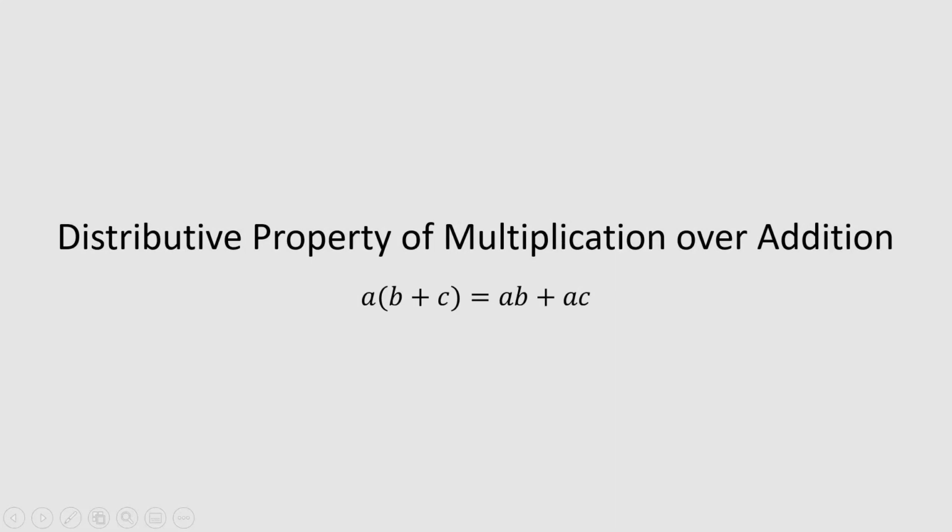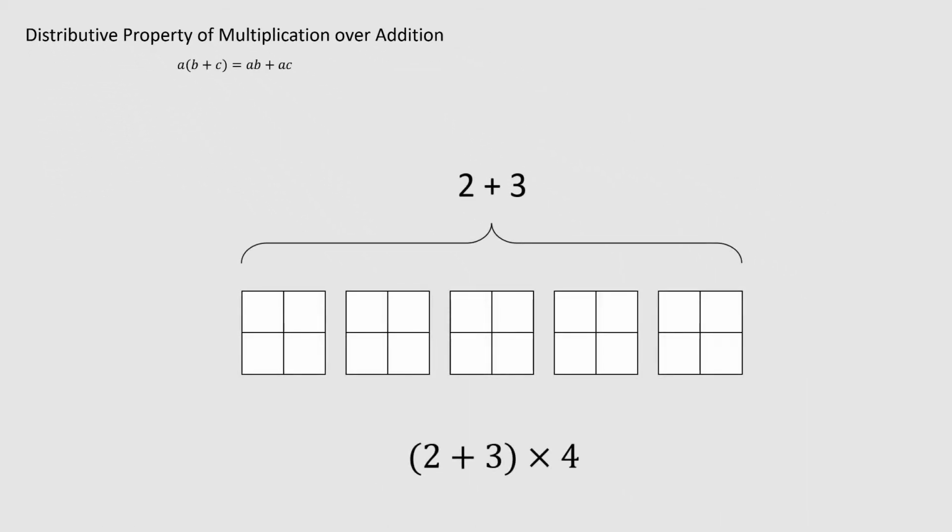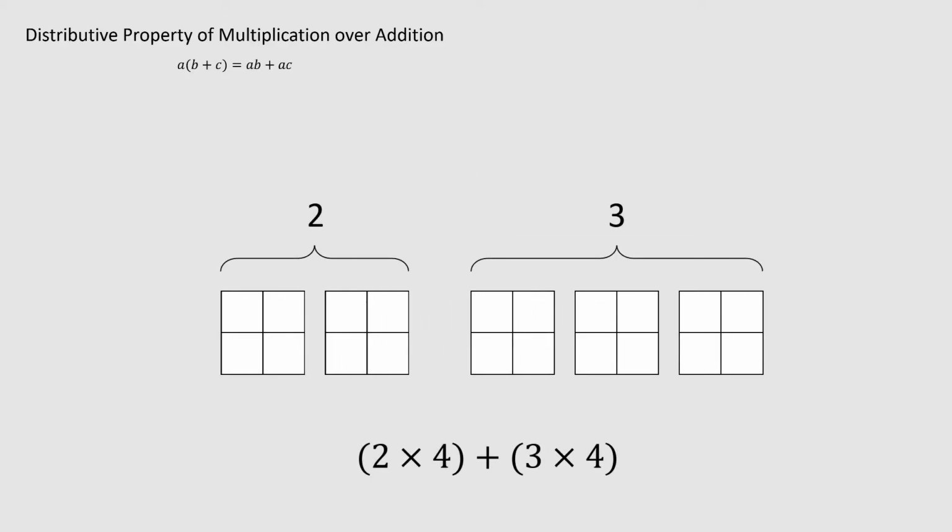The next thing we'll talk about is the distributive property of multiplication over addition, which states that when multiplying by the sum of two or more numbers, the multiplication can also be applied to each of those numbers individually. To understand why, imagine we have groups of 4, and the total number of groups we have is 2 plus 3. We can split these groups up into 2 groups of 4 and 3 groups of 4, and of course, we can do this for any number.